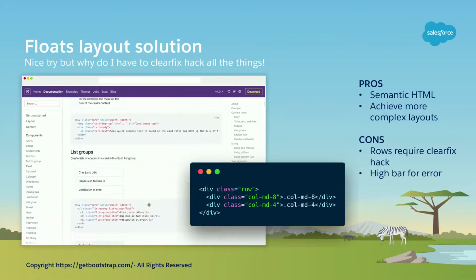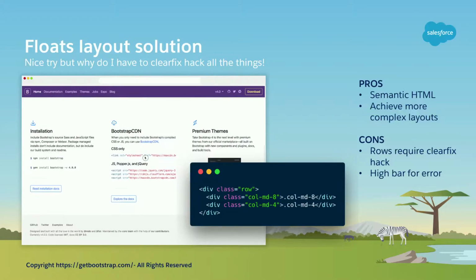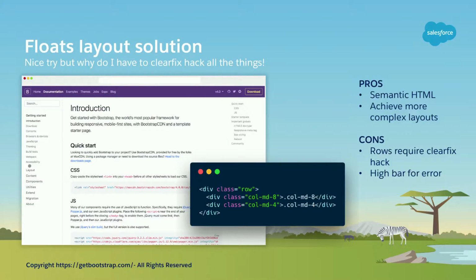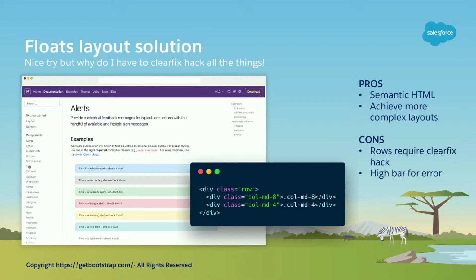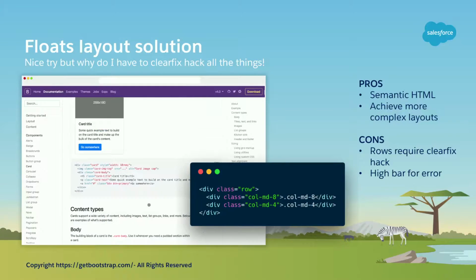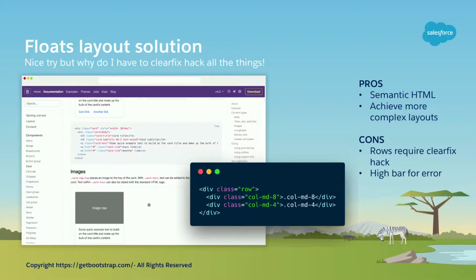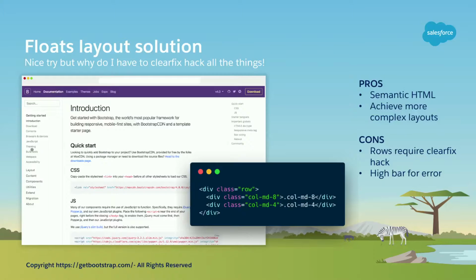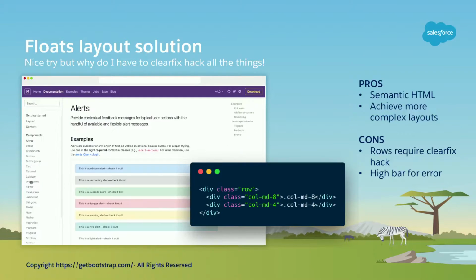But again, it had its quirks. Every single row needed to have a clear fix hack. And due to the floaty nature of the implementation, it did come with a higher bar for error. Say you miscalculated a width or used a margin versus padding as your box model, you would find yourself in trouble. I'll just say that.